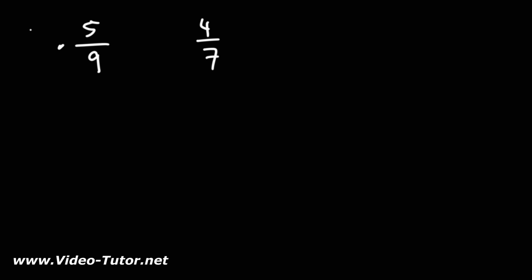Let's try another example. Let's compare 5 over 9 and 4 over 7. Which one is greater? So let's get common denominators. I'm going to multiply the first fraction using the denominator of the second, and I'm going to multiply the second fraction using the denominator of the first.